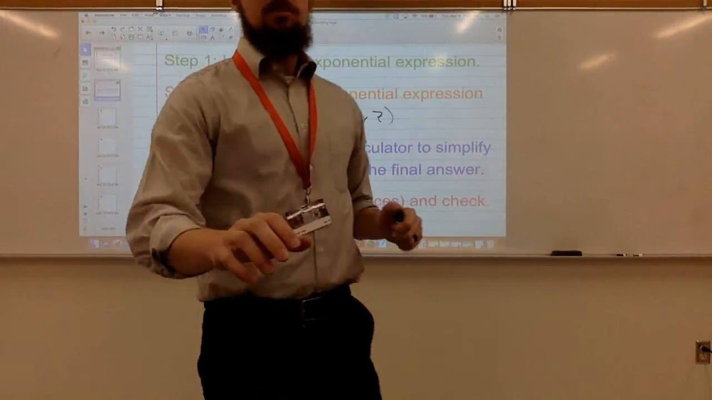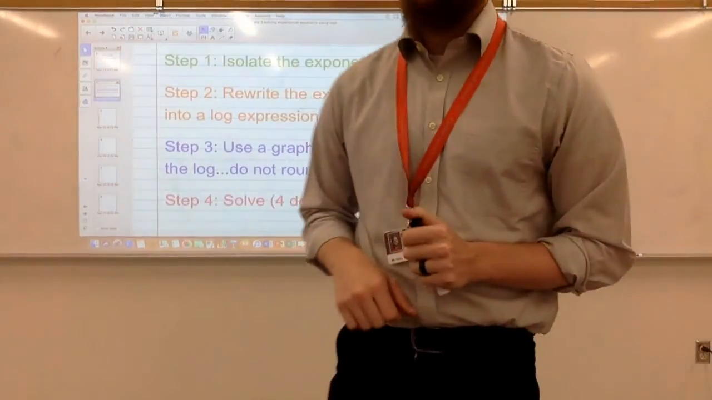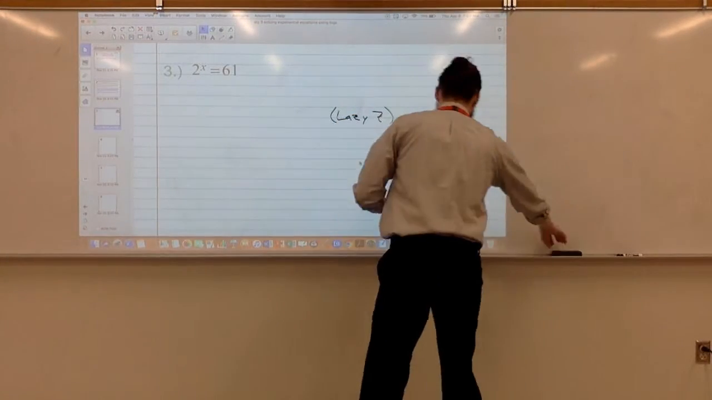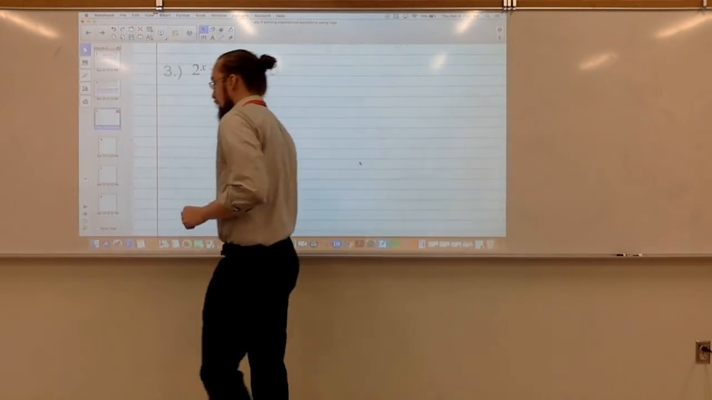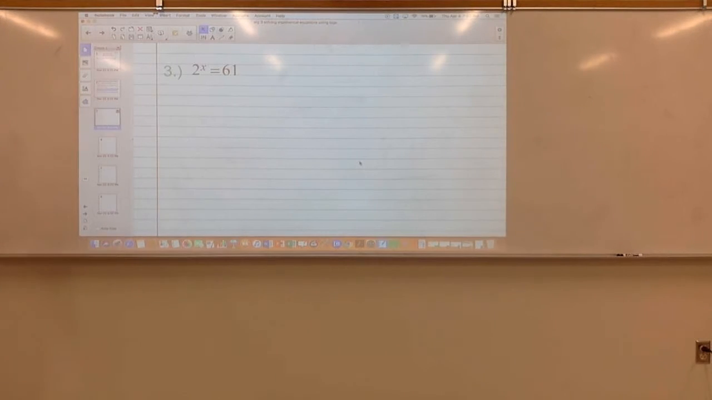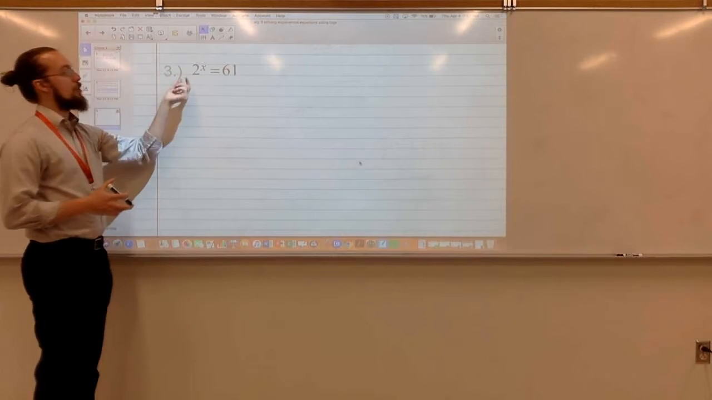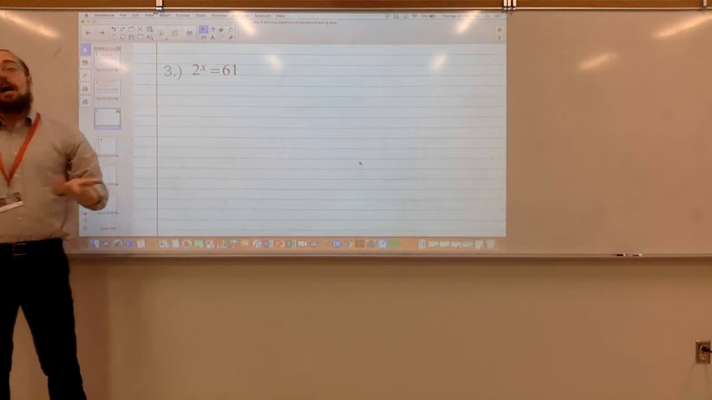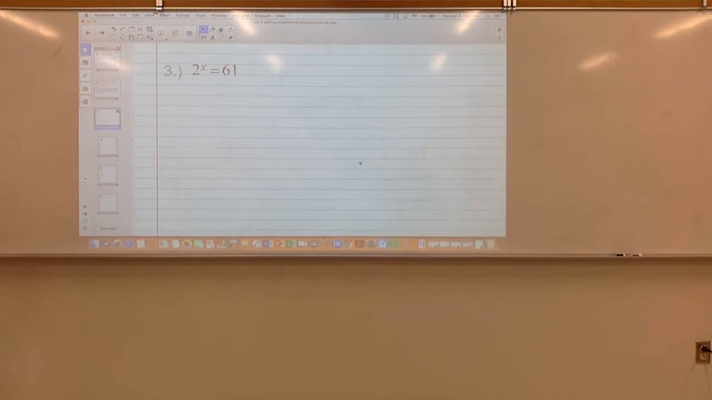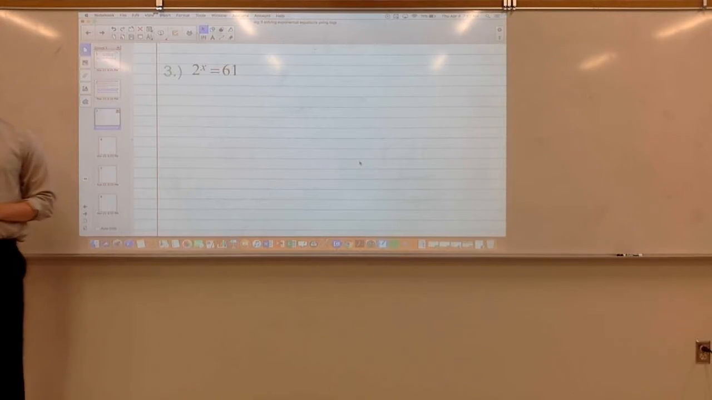All right, so let's take a look at our first example. So if you look at your steps, the first step says to isolate the exponential expression. That means there could be something like multiplied over here or something added. There is not in this case, so step 1's already done. Step 2 then says to rewrite the exponential as a log. How do I do that? How do I do lazy 7 here?